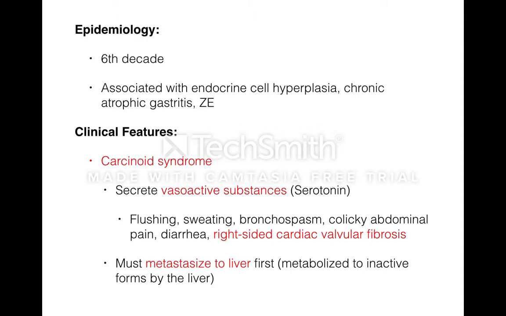There will also be an increase in 5-HIAA, which is the breakdown product of serotonin, in the patient's urine, and this can aid in diagnosis. Patients are often treated in part with octreotide, which is a somatostatin analog that decreases serotonin production.